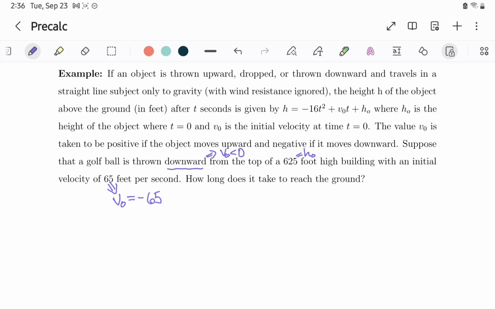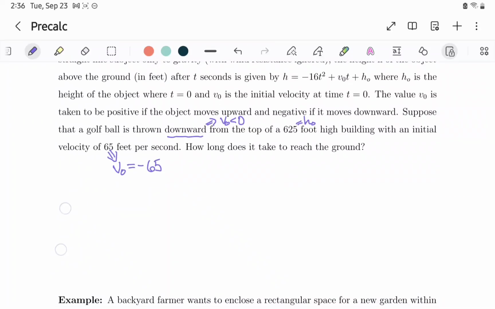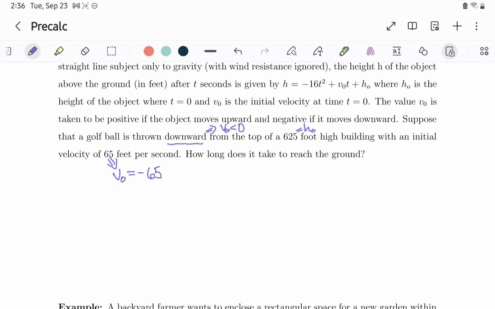And then we're asked, so given all this information, how long does it take to reach the ground? So the first thing we are going to do is just write our function h of t, which is going to give us the position of the golf ball after t seconds. So h of t, according to all the information we are given, is going to be equal to minus 16t squared minus, because v naught is a minus 65, minus 65t plus 625.